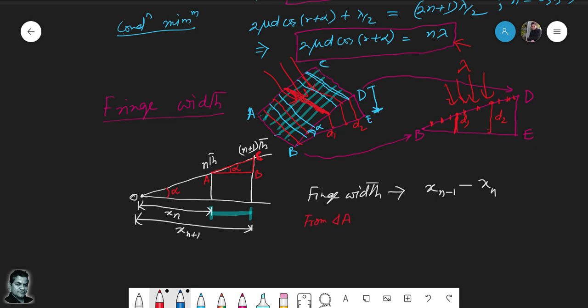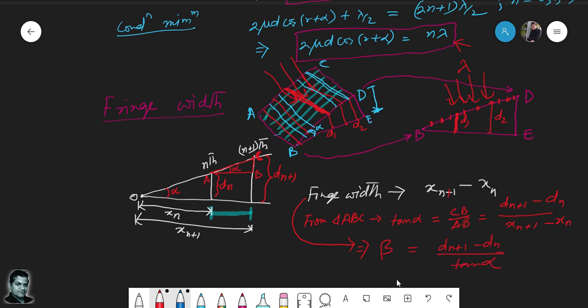From triangle ABC, tan alpha is equal to CB by AB. Now let's say the thickness of the wedge at the point A is dn, and the thickness of the wedge at the point C is dn plus 1. Then CB is equal to dn plus 1 minus dn. AB is equal to xn plus 1 minus xn. So the fringe width, let's say it's beta, is equal to dn plus 1 minus dn divided by tan alpha.